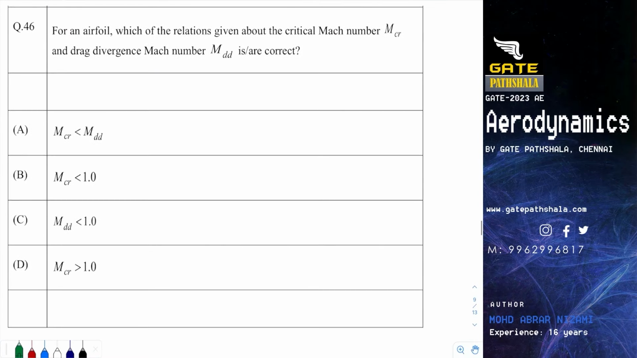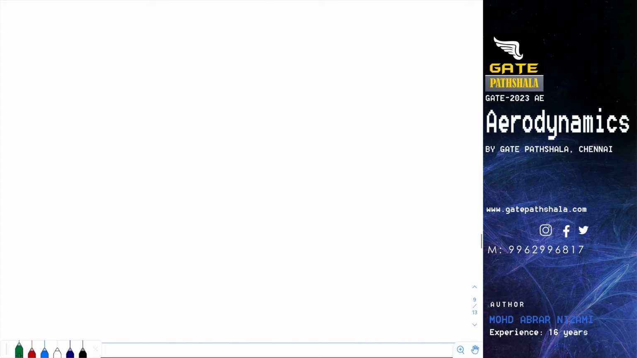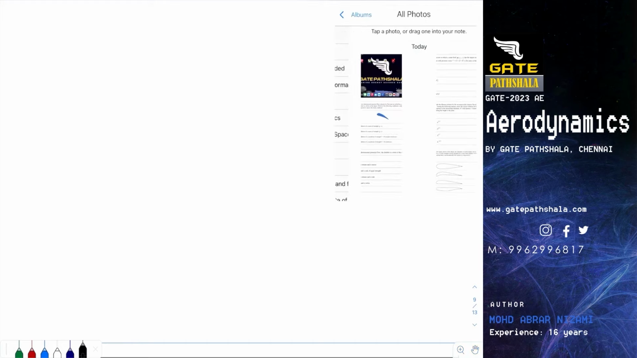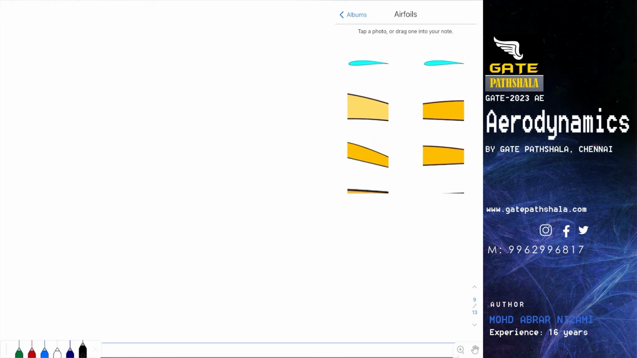Let's move on to the next question. For an aerofoil, which of the relations given about the critical Mach number and drag divergence Mach number is/are correct? Before you answer this question, you must know what the critical Mach number is, what the drag divergence Mach number is, and what the sonic Mach number is.